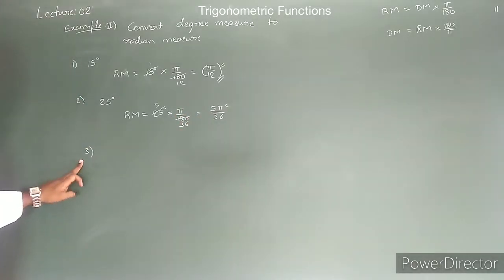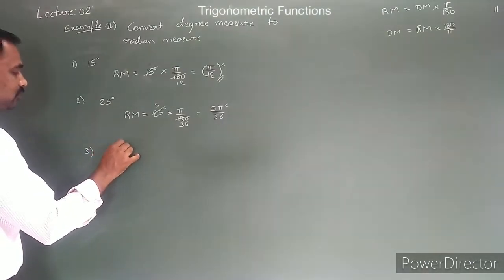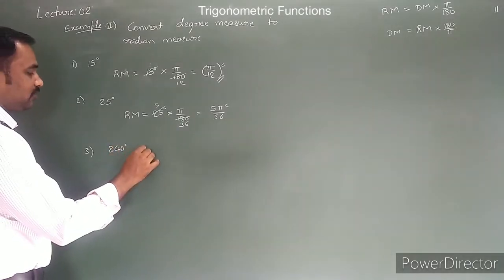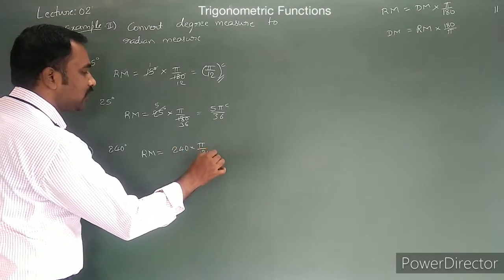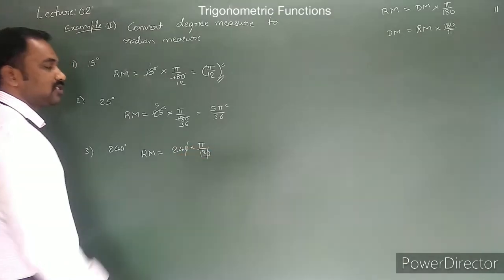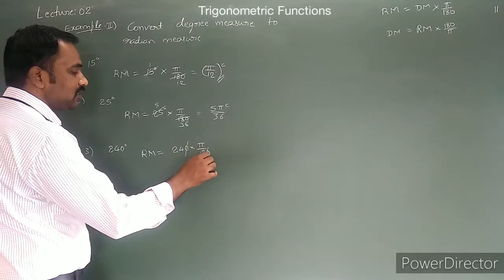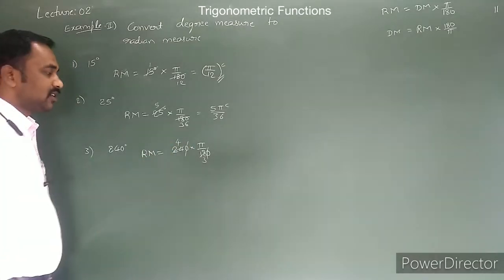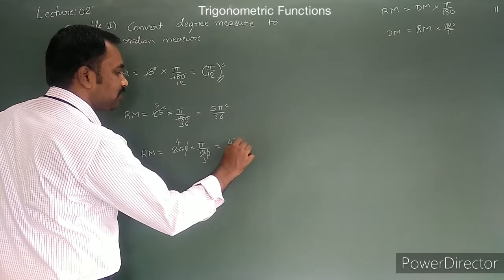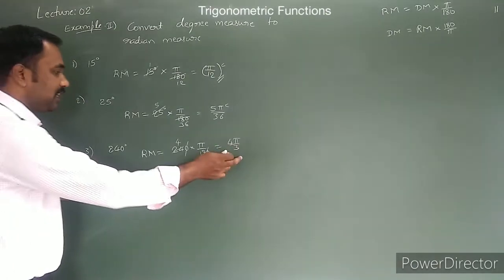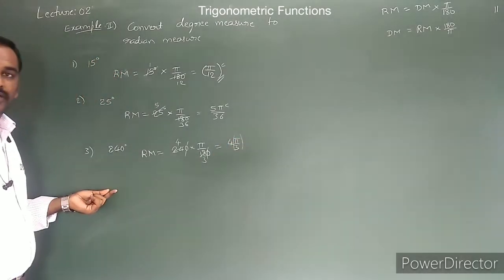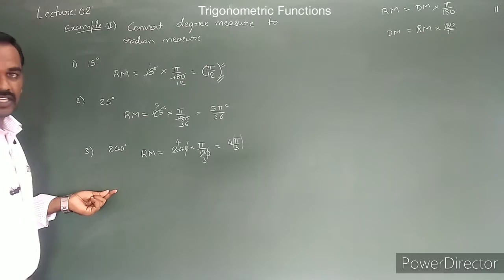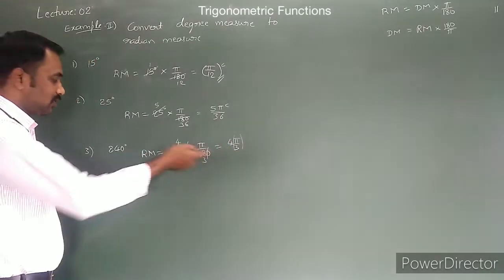Next, third one is 240 degree. 240 degree we have to convert into radian measure. So 240 degree into pi divided by 180. What will we get? One of the 0 gets cancelled. So here 6 3s are 18 and 6 4s are 24, and we can write it as 4 pi by 3. 4 pi by 3 is the radian measure of the 240 degree. Or else we can write pi by 3. What is the pi by 3? Pi by 3 is nothing but, in terms of degree measure, 60 degree. 60 into 4 is 240 degree.